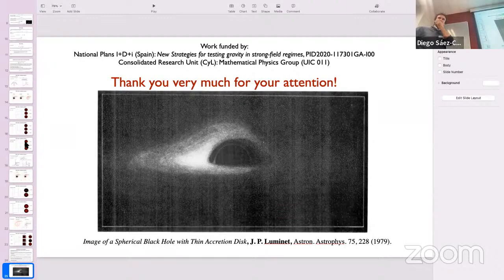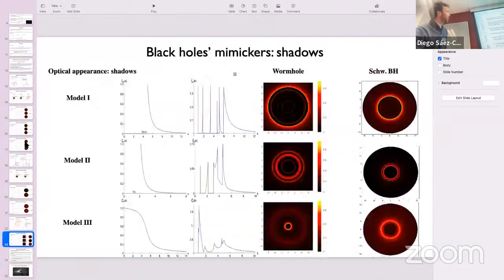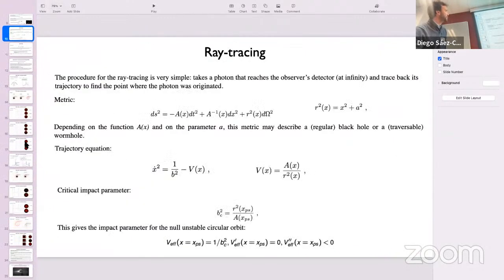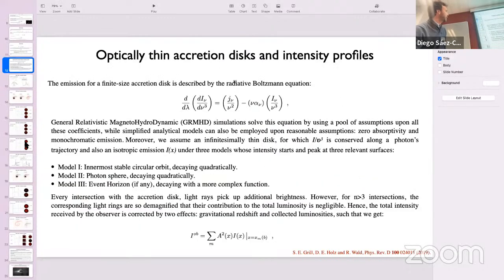What kind of model of accretion disk are you considering? Well, we are just considering profiles of the intensity and how the luminosity decays with respect to the distance to the compact object. So we are considering that the emission is monochromatic. We are considering that the disk is optically thin, which means basically that the photons that cross the disk again are not interfering or interacting with the disk. So we are considering very, very oversimplified assumptions in order to compute the simulation.